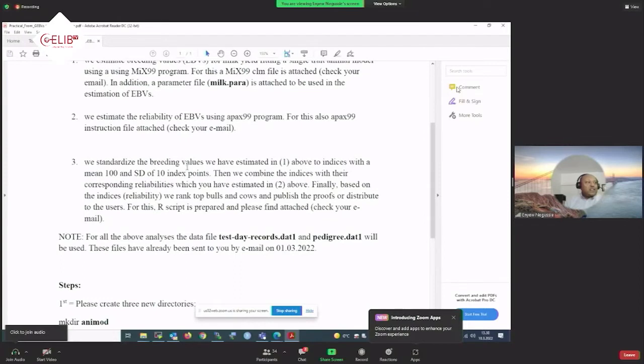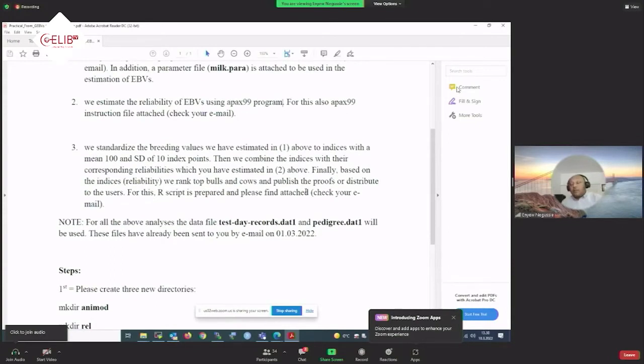The third one, we standardize a breeding value solution into indices with a mean of 100 and a standard deviation of 10 index points. And for this one, we use the R program. That's why last time I told you to download R. So I have also enclosed an R program to do this.